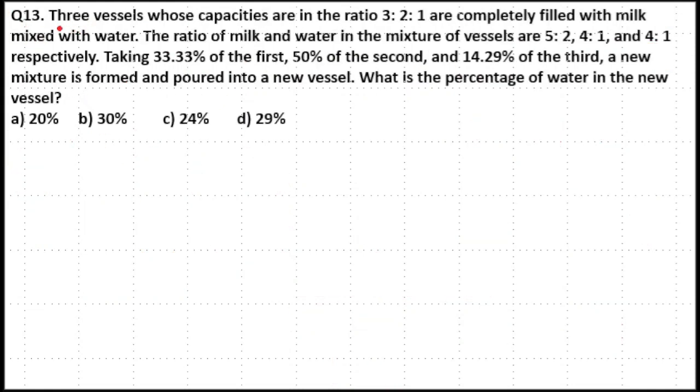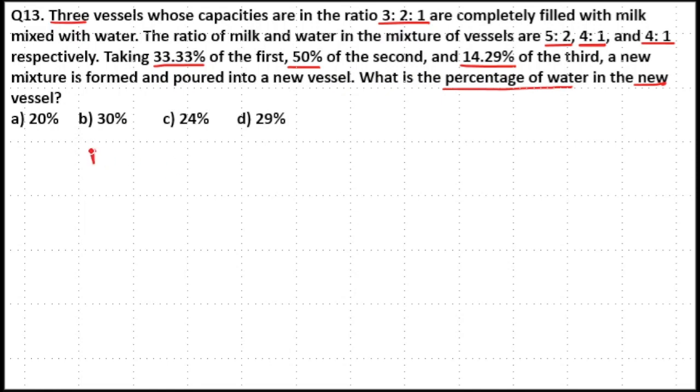Next is question number 13. 3 vessels whose capacities are in the ratio 3:2:1 are completely filled with milk mixed with water. The ratio of milk and water in the mixture of vessels are 5:2, 4:1 and 4:1 respectively. Taking 33.33% of the first, 50% of the second and 14.29% of the third, a new mixture is formed and poured into a new vessel. What is the percentage of water in the new vessel?